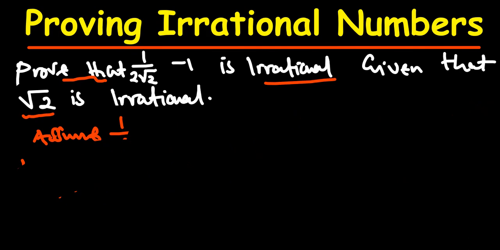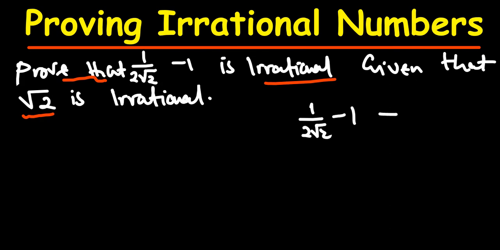From our assumption, we can now say that 1 over 2 root of 2 minus 1 is equal to a over b, since we're assuming that it's rational. Okay, so from here we're just trying to make this root of 2 the subject of the formula. Immediately we make the root of 2 the subject of this formula, or on its own on the left hand side, then it means we have our contradiction.